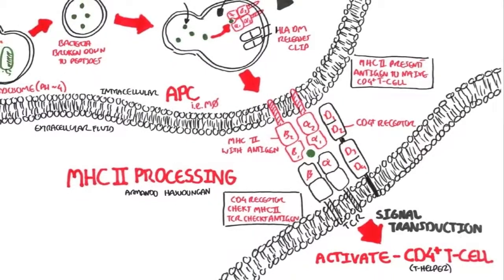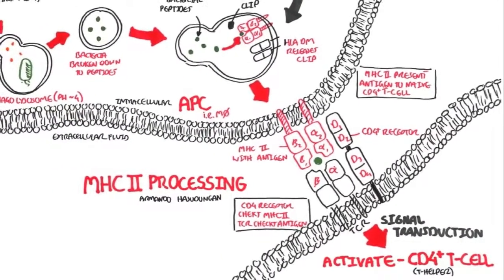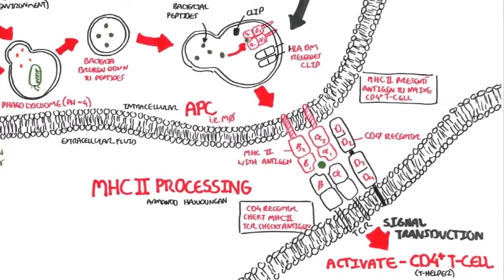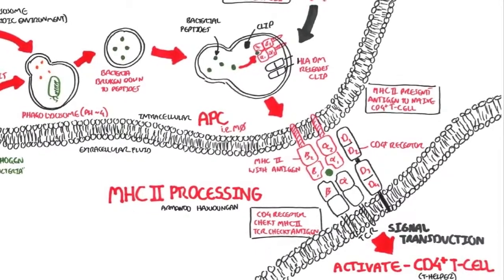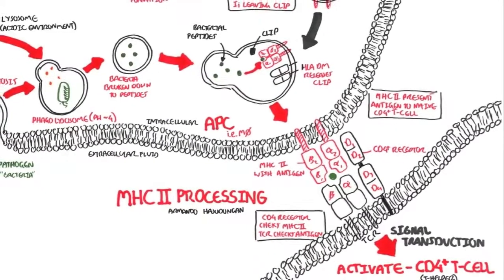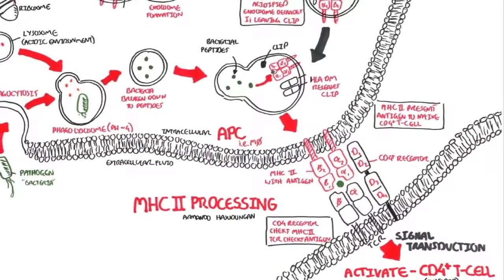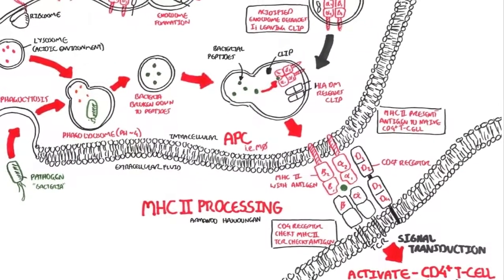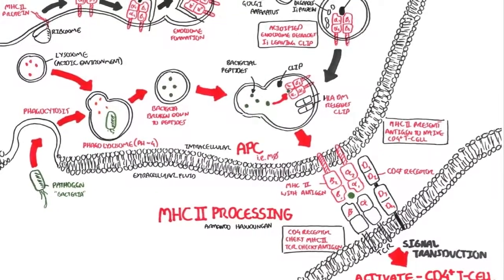This T helper cell can then promote the immune response by activating B cells, for example, or other things. Of course, this activation process is not that simple. In order to activate the naive CD4 T cell, other receptors such as B7 have to bind to another receptor, and there's also release of cytokines. But that's too much detail. I hope you understood the basics of this.